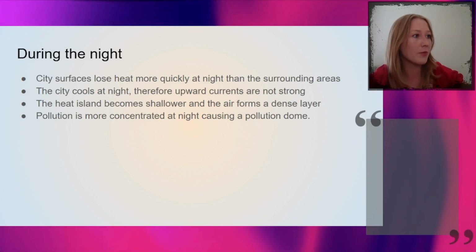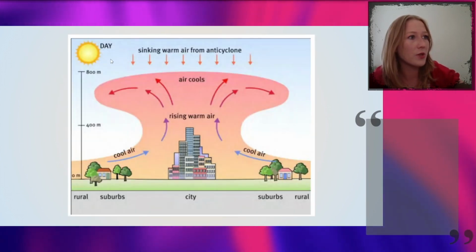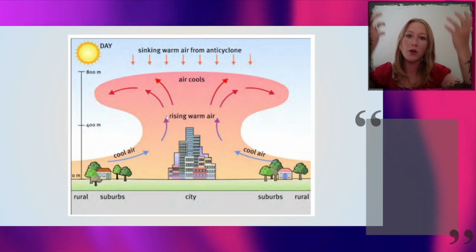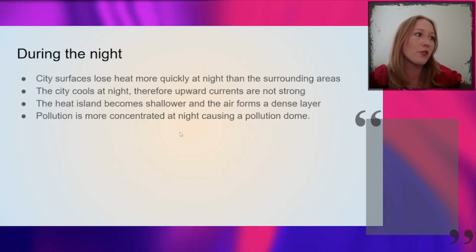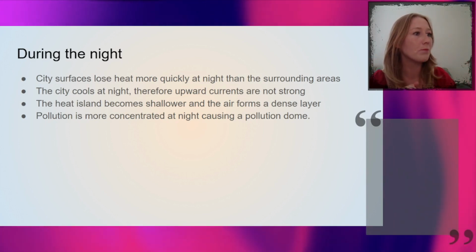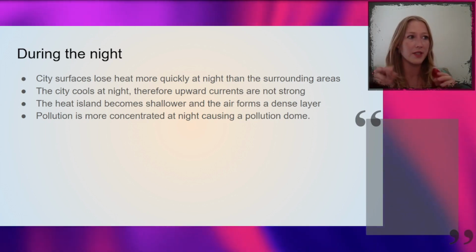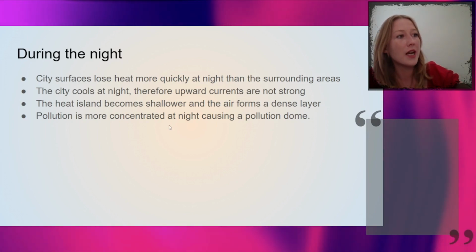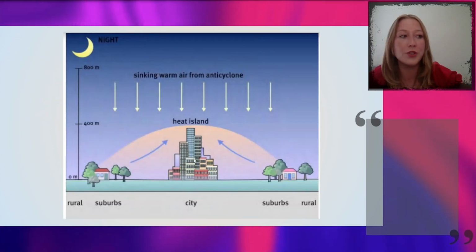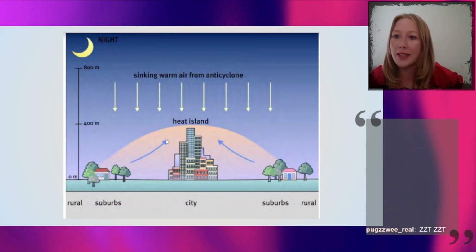So we don't have that same, let me go back to the previous, no, we don't have this. We don't have that heating of the ground, all of that air rising up. So we don't have those strong lifting currents. And without those strong lifting currents, we also don't have the air whooshing in from the sides. And what that means is that it kind of sits and makes like this dome over the city. The heat island becomes shallower and forms a dense layer. So this is what we're describing. So you can see it's still warmer, but you don't have that intense heating.